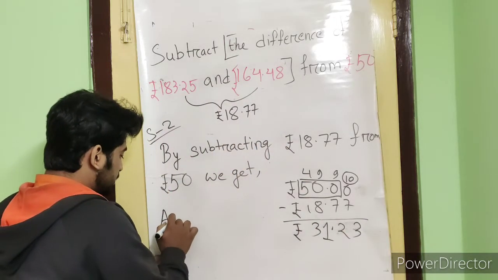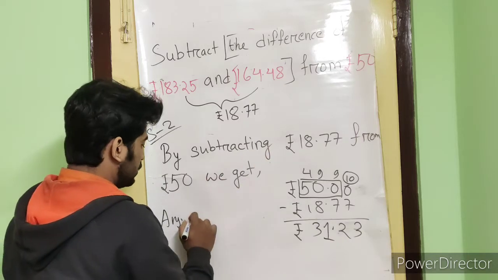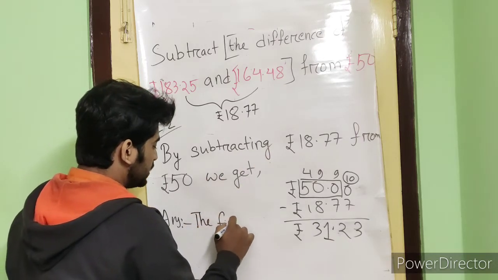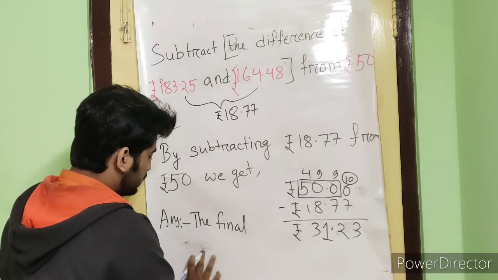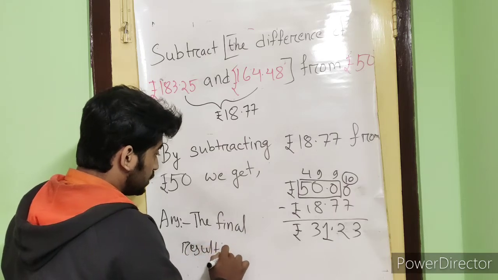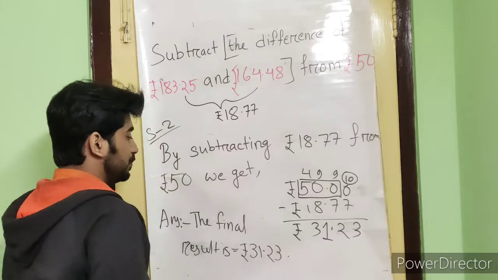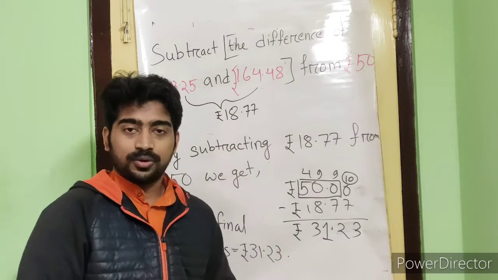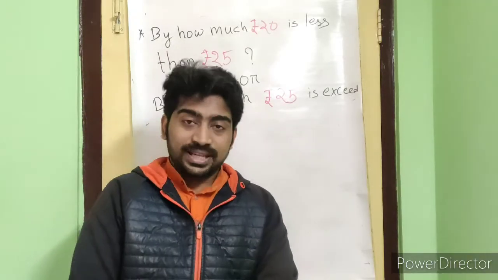So the answer is, you can write in a simple way, the final result is equal to rupees 31.23. Finish. Okay, so now time for the next one.